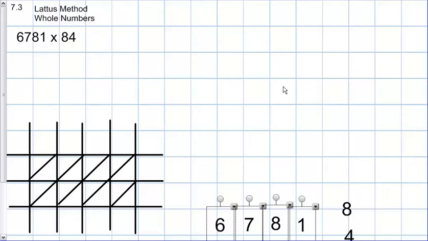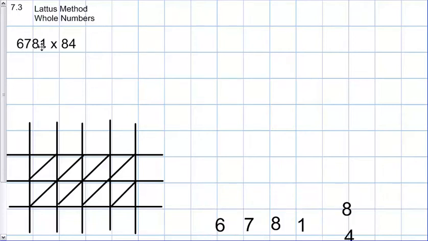Here's lattice multiplication of whole numbers. You notice my multiplication problem here is 6,781 times 84. So setting it up, the first thing I'm going to do is put my numbers in place. So all my numbers are nice and aligned up here.